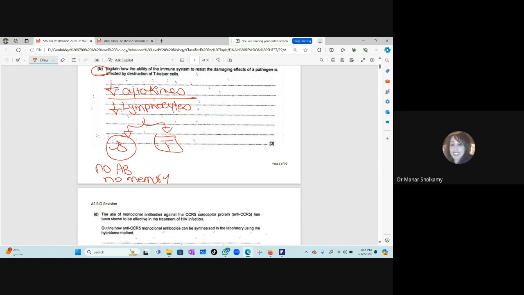T lymphocytes. Do they kill the pathogen? The types of T lymphocytes that we studied are the T helper and the T killer, or the T cytotoxic. The T helper, you already said it, produces the cytokines. And the T killer directly kills infected cells. They do not produce any antibodies.